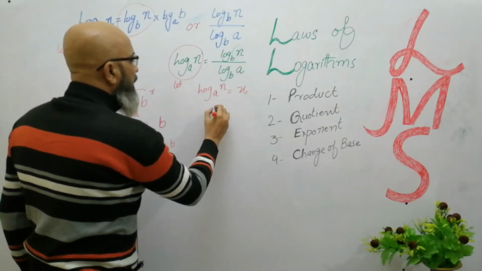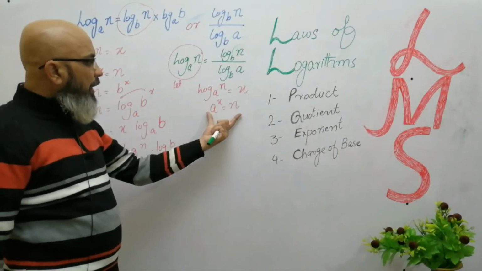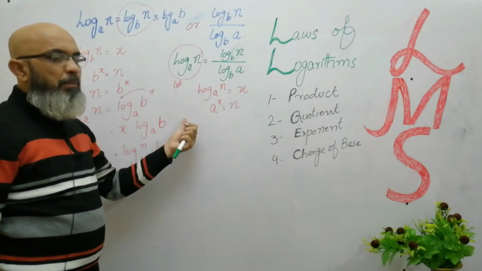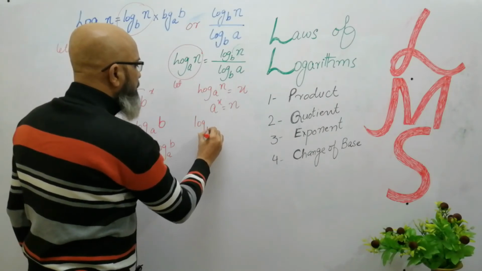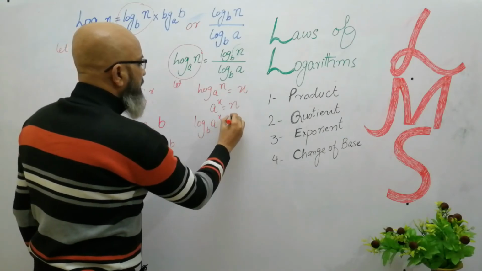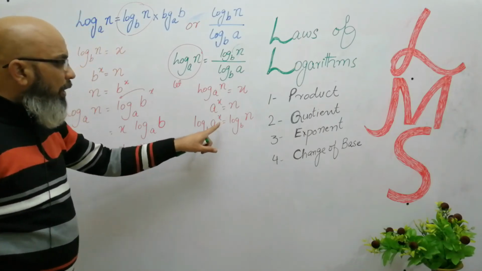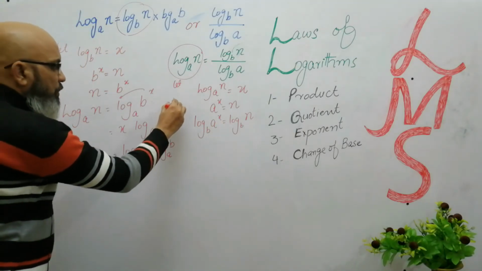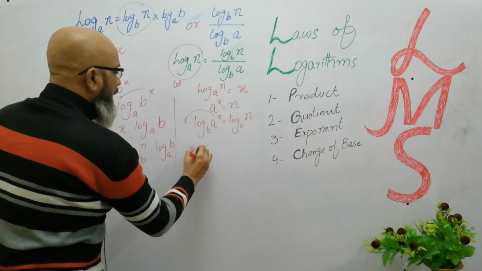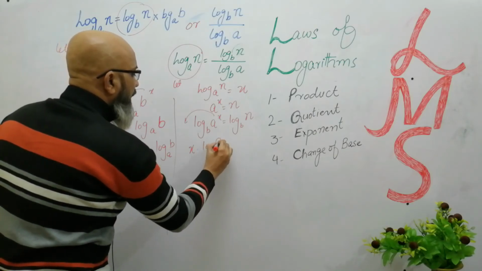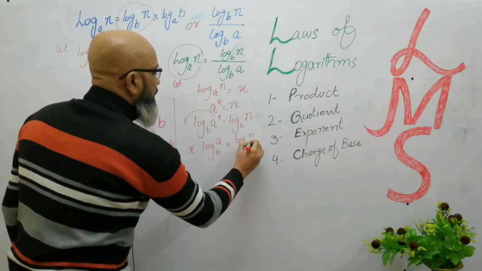We have to write it in exponential form, a raised to power x is equal to n. So now here we will multiply with log with base b on both sides. So we will get log with base b a raised to power x is equal to log with base b n. So now again x is in the exponent, so it means x will come before the log. So what I will write, x log a with base b is equal to log n with base b.